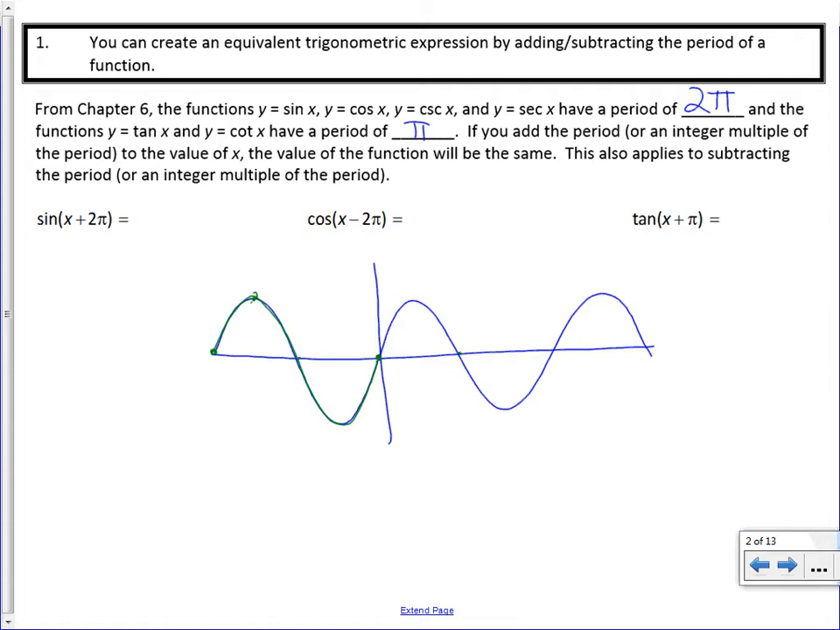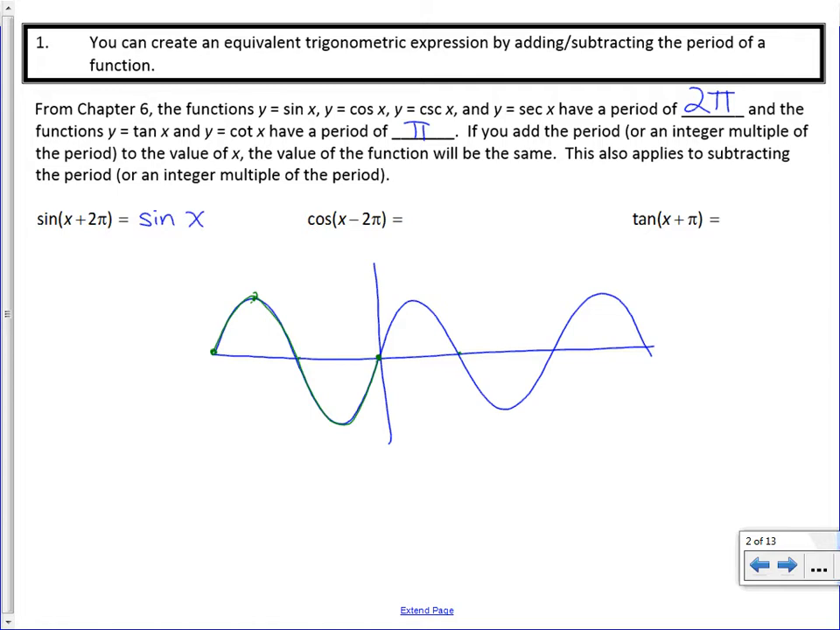Because if this function goes for x element of the reals and I shift that function 2 pi left or 2 pi right or 4 pi left or 4 pi right or 100 pi left, 100 pi right, it doesn't matter. It will always be the same function because you're shifting right on top of itself. There's no change. So if you ever see a sine function with x plus 2 pi or x minus 2 pi, you can just say, well, that's just the same thing as the original function sine x.